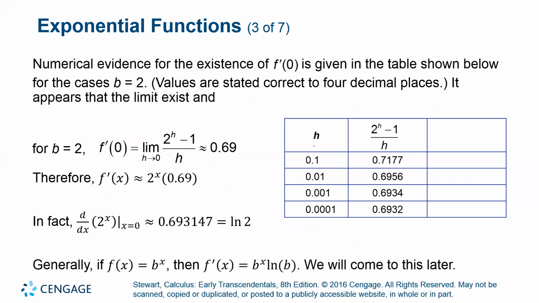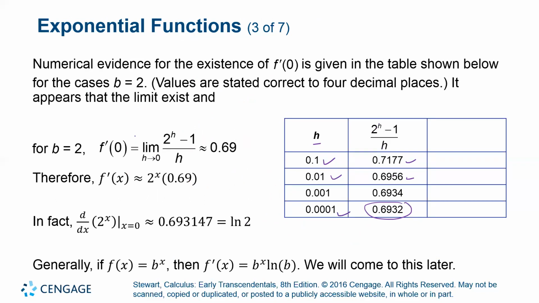So if you look at the table here, we are taking values of h. That's the same expression, (2^h - 1)/h. When h is 0.1, that is the value. When h is 0.01, that is the value. When h is 0.001, it is 0.6932.